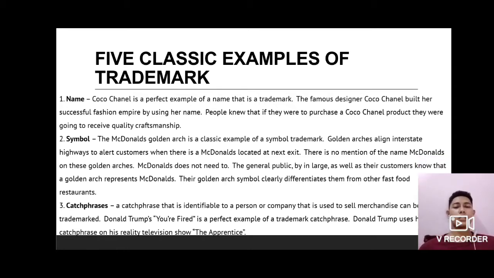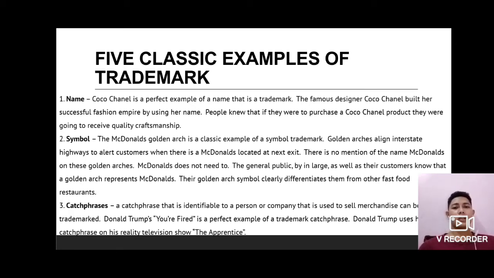Next is symbol. The McDonald's golden arches are a classic example of a symbol trademark. Golden arches along interstate highways alert customers when there is a McDonald's located at the next exit. There is no mention of the name McDonald's on these golden arches. McDonald's does not need to. The general public, by and large, as well as their customers, know that the golden arches represent McDonald's. Their golden arches symbol clearly differentiates them from other fast food restaurants.